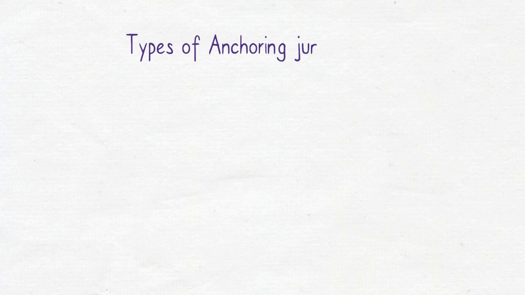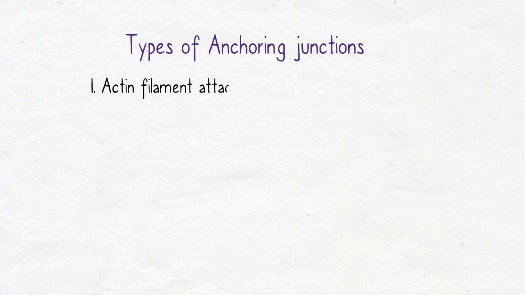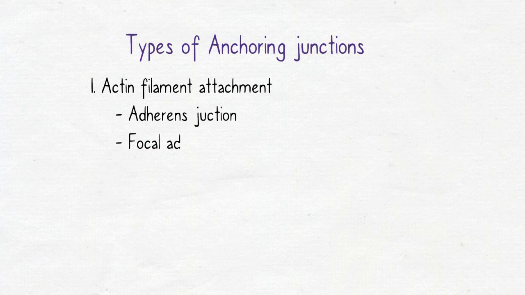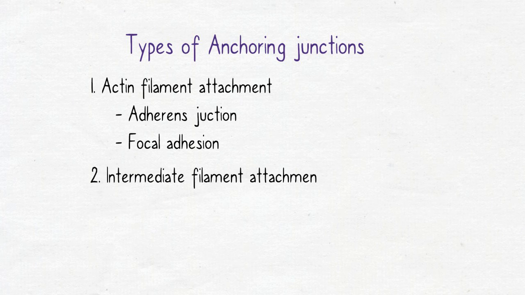1. We have the actin filament attachment junctions, where we have two examples: adherens junctions, which are cell-to-cell junctions, and also the focal adhesion, which are cell-to-matrix junctions. The second group is the intermediate filament attachment junctions, where we have the desmosome, which is a cell-to-cell junction, and also the hemidesmosome, which is a cell-to-matrix junction.